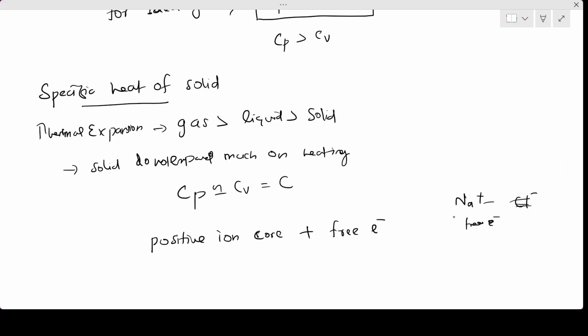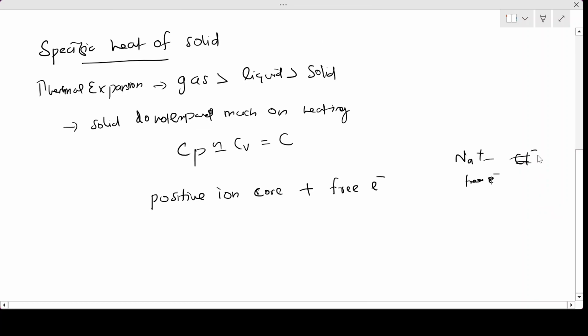Okay, so that means you can expect two components there. One is a positive ion core and another is a free electron. Significantly, if we take the case of sodium, if Na is ionized, in that case it will be a positive ion core and we have free electrons also available.